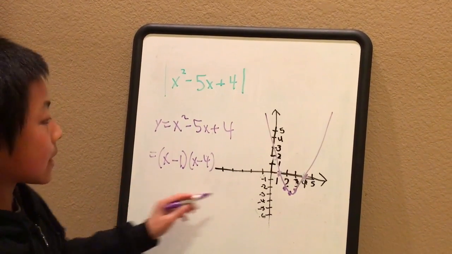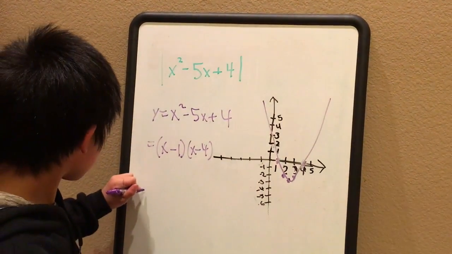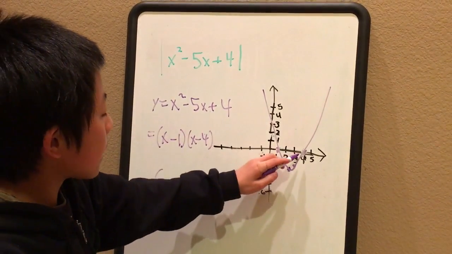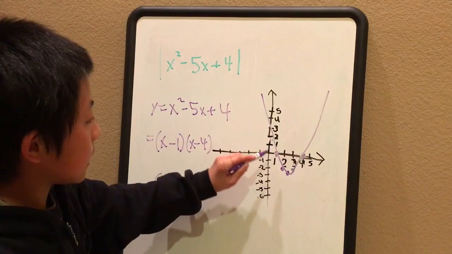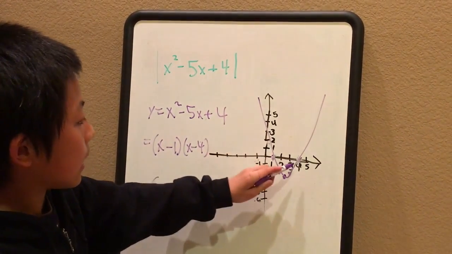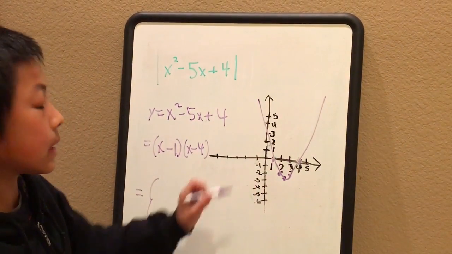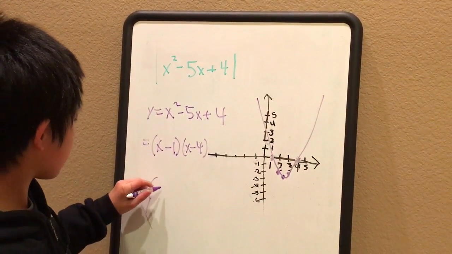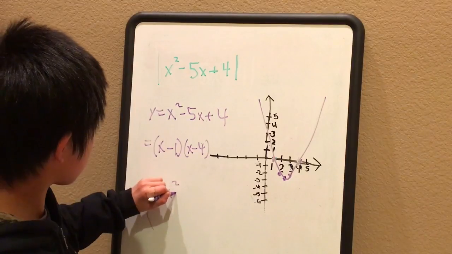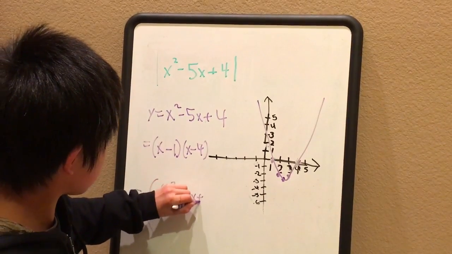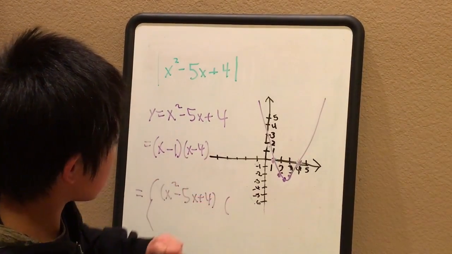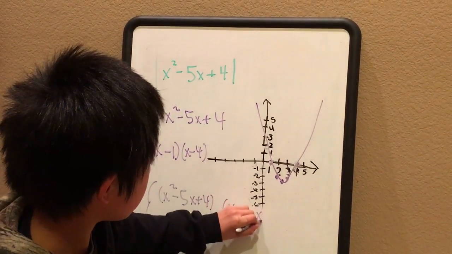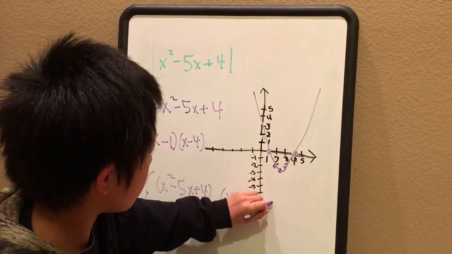Right, so let's analyze this graph. So when we look at when x is less than 1 and greater than 4, we see that the y is greater than 0. So when x is less than or equal to 1 and when x is greater than or equal to 4.